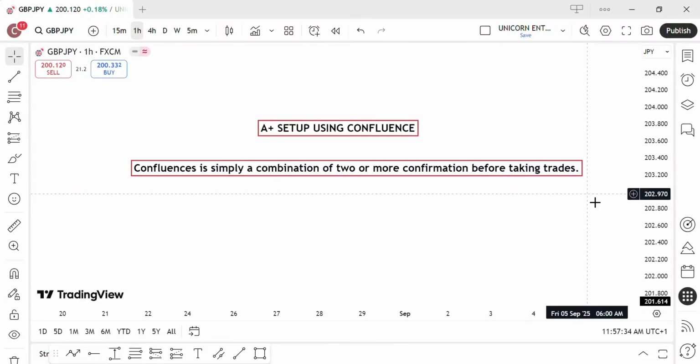Hi traders, in this video I will show you how to get A plus trading setup using Confluence. Now what is Confluence? Confluence is simply a combination of two or more confirmations before taking trades. So you want to see two or more confirmations, something giving you strong reasons why you should take a trade. That's simply what Confluence means.